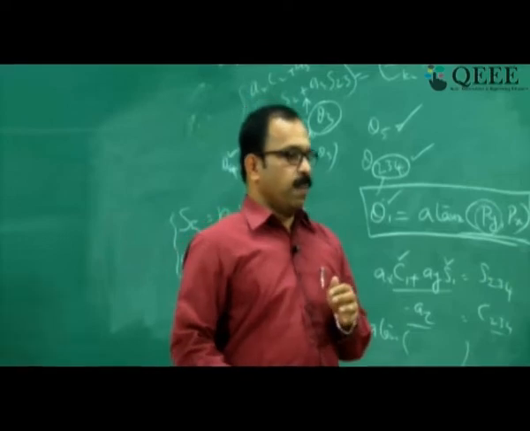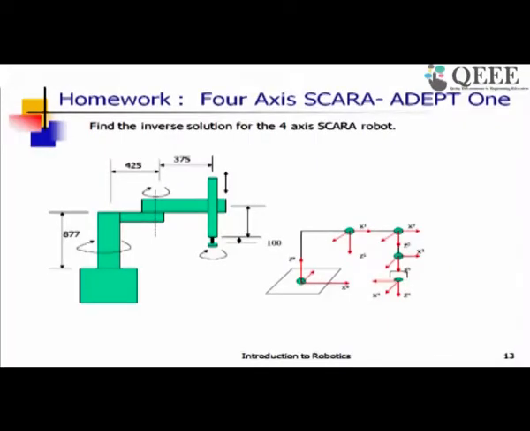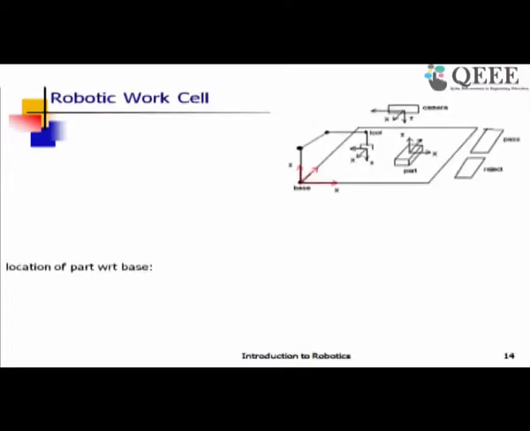So this is an exercise for you. You can try to get an inverse solution for this problem. We already discussed these robots, a 4-axis SCARA. We have talked about its DH parameters and forward kinematics. Please write down the forward kinematic relationship and try to solve the inverse using the methods I already explained to you.